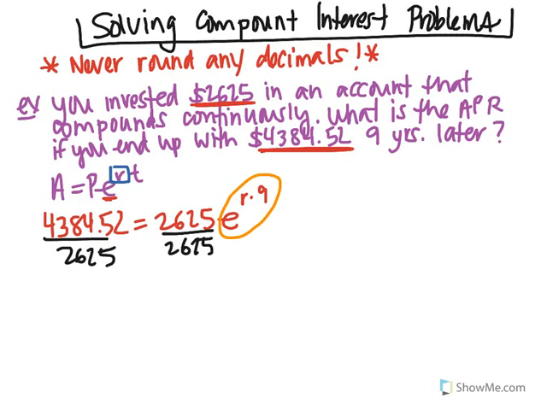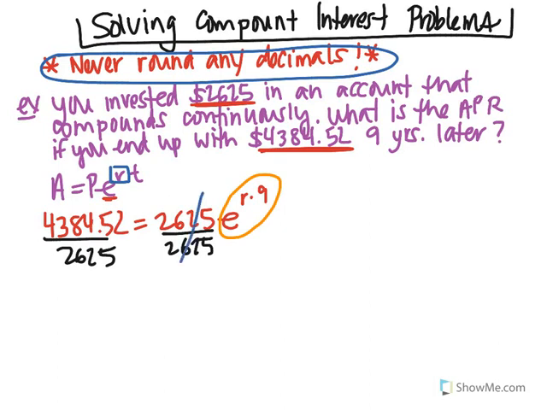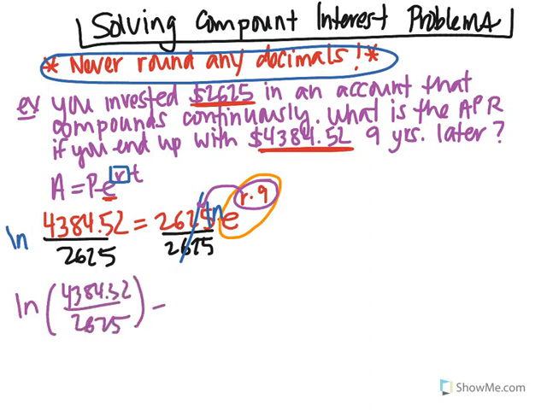And if you notice what I wrote up here, you're never going to round any decimals. So you can leave this to the end to type it in your calculator. So what I'm going to do now is, since this is gone, I'm going to go ahead and natural log both sides. So I'm going to natural log here, and I'm going to natural log on this side, so that this exponent can come straight in front. So let's go ahead and write what we have. So it's the natural log of 43.8452 over 26.25, and then this equals 9r times the natural log of e.